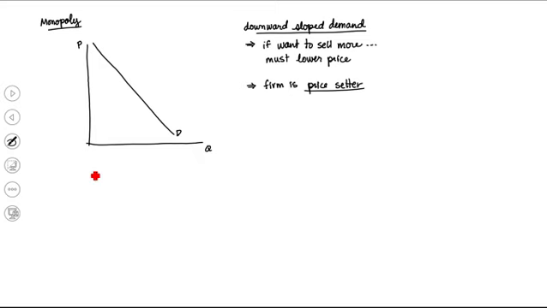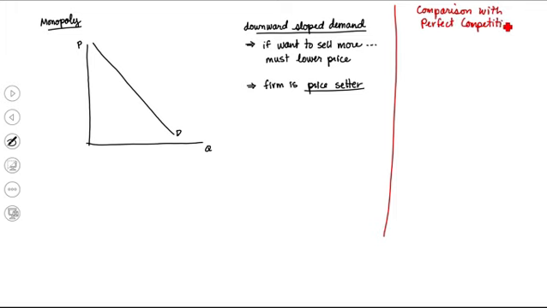So let's remind ourselves. I would urge you, as we go through monopoly, to keep a running comparison to perfect competition. Let's look at a comparison with perfect competition. Do it somewhere on the side so you don't get your notes confused. What's one thing we can say? Do they have a downward sloping demand curve? No. Remember, they had horizontal demand.